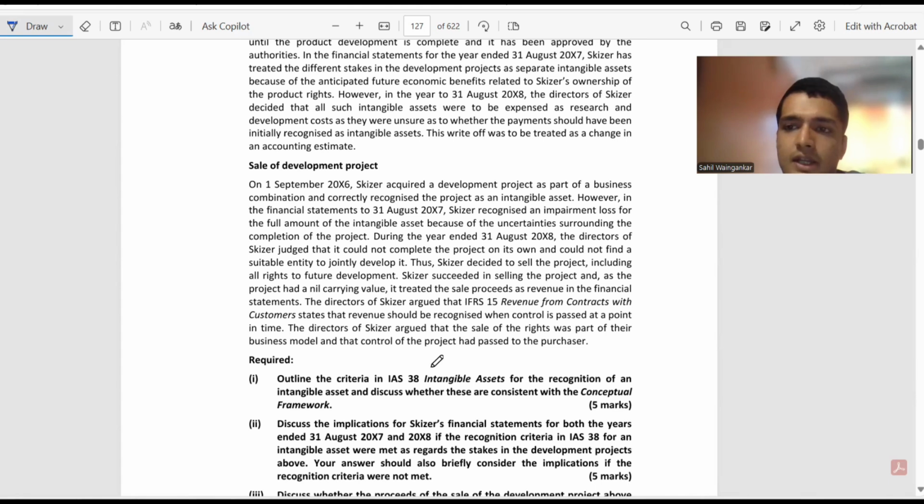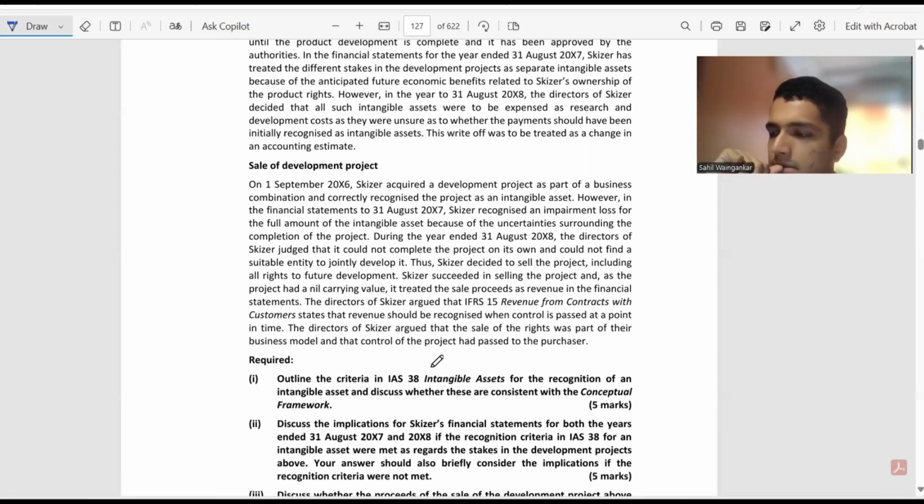According to the conceptual framework, an asset is an element that has the rights of receiving economic benefits, a present right to receive economic benefits as a result of a past event. So that is what the conceptual framework says. So IAS 38 intangible assets seems to meet the criteria of the conceptual framework when it comes to the definition.